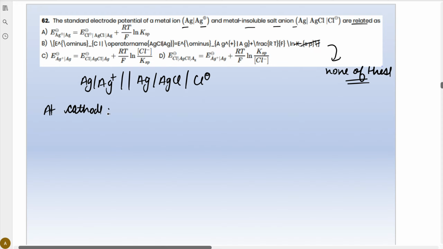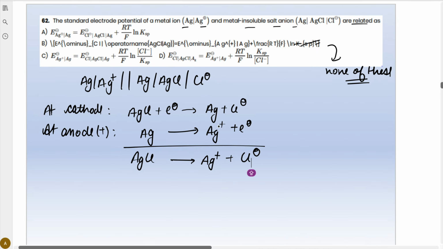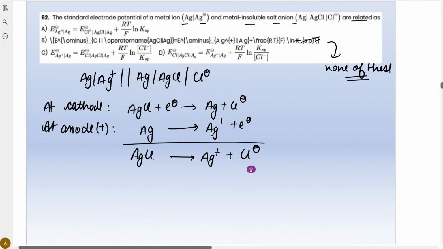At the cathode, AgCl will reduce itself to Ag and Cl minus. And at the anode, what will happen? Positive electrode. At the anode, oxidation will happen, loss of electron will happen. So according to this, the full reaction will be AgCl converting into Ag positive and Cl minus.